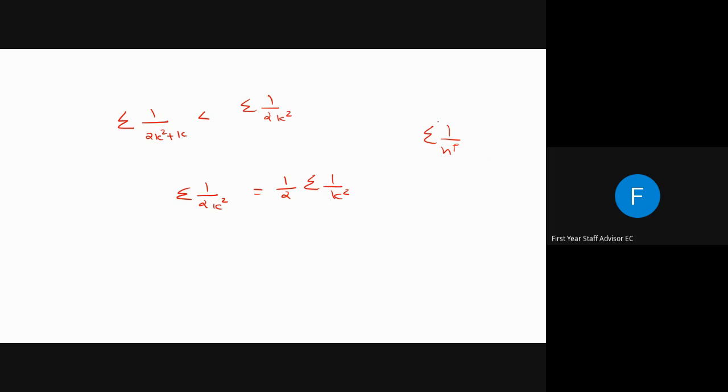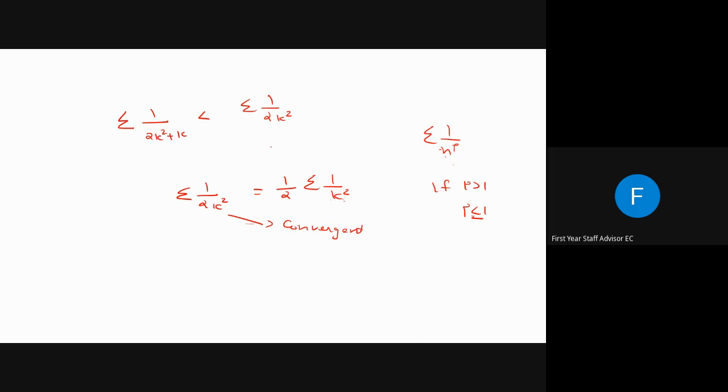What was the specialty of this series? If p is greater than 1, the series is convergent. If p is less than or equal to 1, the series is divergent. Here p is 2, which is greater than 1, so this series is convergent. 1 by 2k square is convergent.